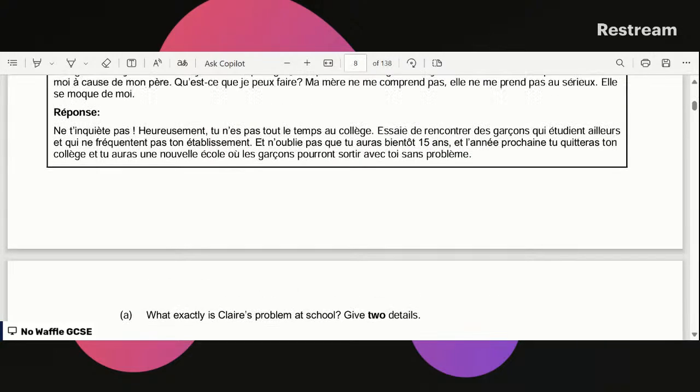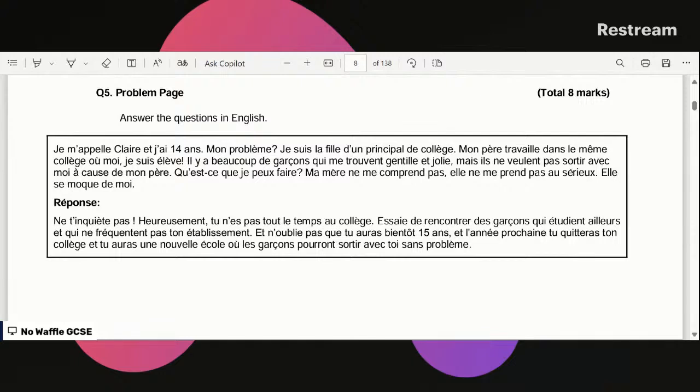Give 2 details. Okay. Je m'appelle Claire et j'ai 4 ans. Mon problème, je suis la fille d'un principal de collège. Here's one sentence very straight up. So what is the problem? Je suis la fille, I am the daughter of the principal of the college.